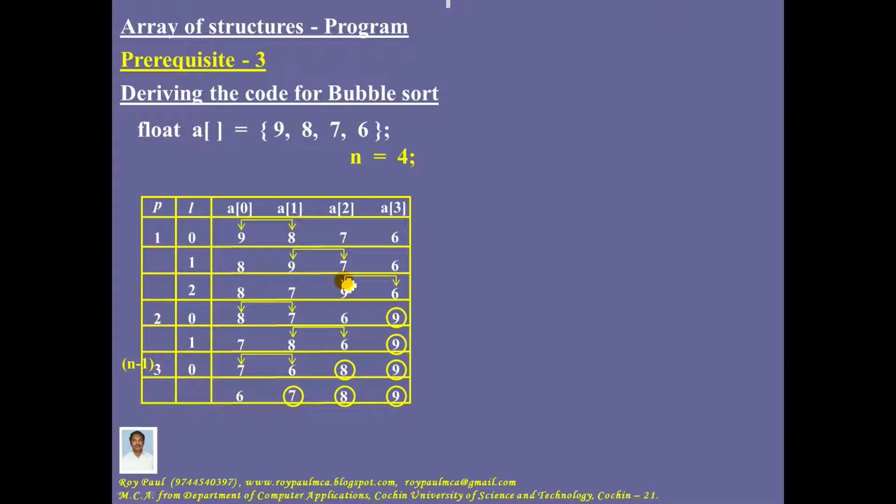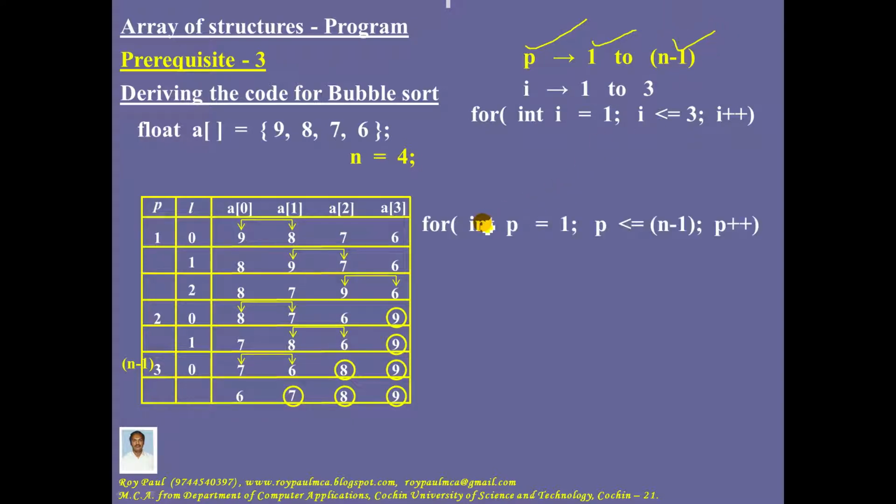Let me write the code for that. We know that I varies from 1 to 3. The equivalent C++ code is this. So if I say P varies from 1 to n minus 1, the equivalent code will be: for int P is equal to 1, P less than or equal to n minus 1, P plus plus, because you can see here 1 has no change, and this 3 became n minus 1. So P varies from 1 to n minus 1. The equivalent code is this.